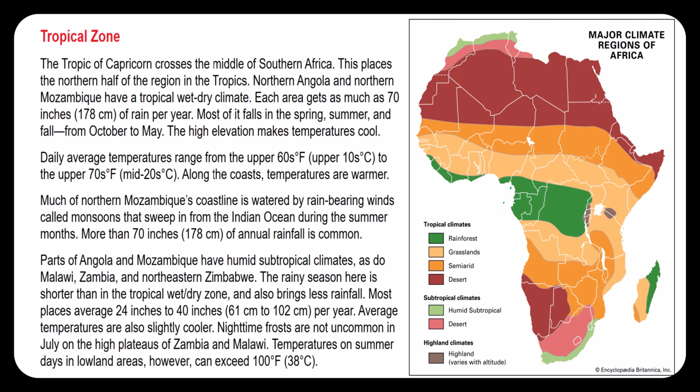Much of northern Mozambique's coastline is watered by rain-bearing winds called monsoons that sweep in from the Indian Ocean during the summer months. More than 70 inches of annual rainfall is common. Parts of Angola and Mozambique have humid subtropical climates, as do Malawi, Zambia, and northeastern Zimbabwe. The rainy season here is shorter than in the tropical wet-dry zone, and also brings less rainfall. Most places average 24 inches to 40 inches per year. Average temperatures are also slightly cooler. Nighttime frosts are not uncommon in July on the high plateaus of Zambia and Malawi. Temperatures on summer days in lowland areas, however, can exceed 100 degrees.